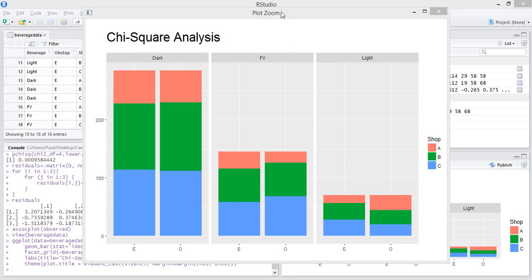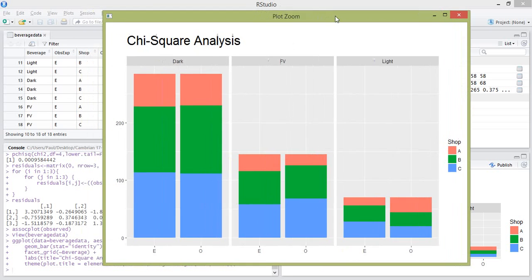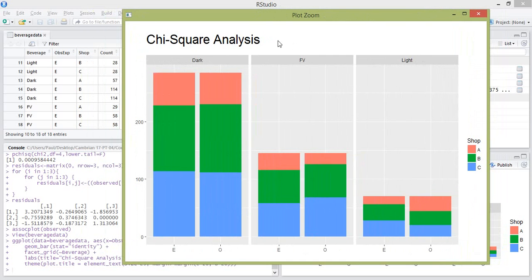Okay, so let me move this over here because we're going to compare this plot with our residuals, because we'll be able to see those patterns in the graph here. So first of all, you can see what's happened: we've grouped the three beverages into these blocks here, right? Dark, French vanilla, and light. And now for each beverage, we're going to compare the expected and observed frequencies. And then each shot is color-coded.